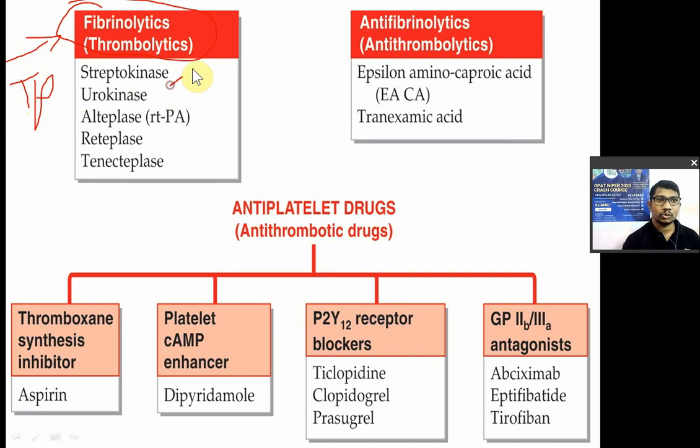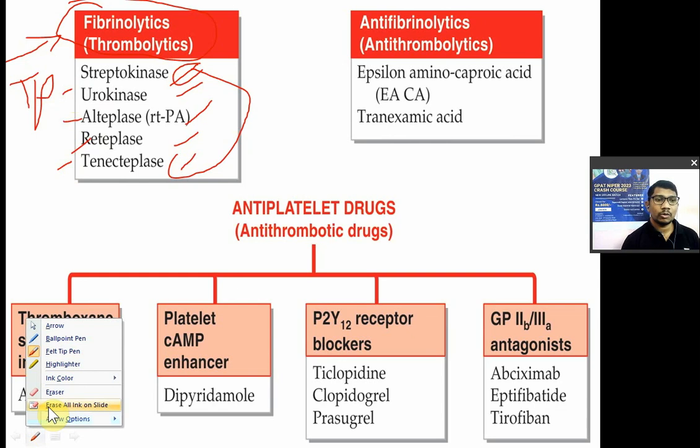In this group you have streptokinase, which is obtained from hemolytic streptococcus bacteria. Urokinase was isolated from urine. Alteplase is a recombinant DNA technology made plasminogen activator. Then reteplase and tenecteplase are there. Tenecteplase is a modified form of alteplase. So remember, streptokinase, urokinase, alteplase, reteplase and tenecteplase are known as tissue plasminogen activators, and they are used as thrombolytics. They will break down the already formed clot in your blood.